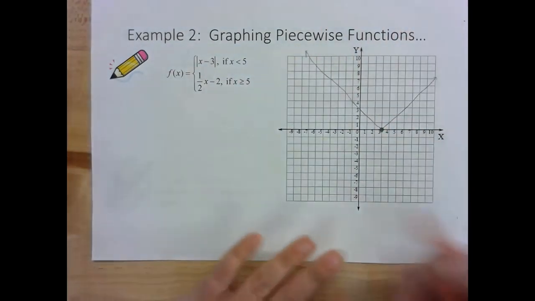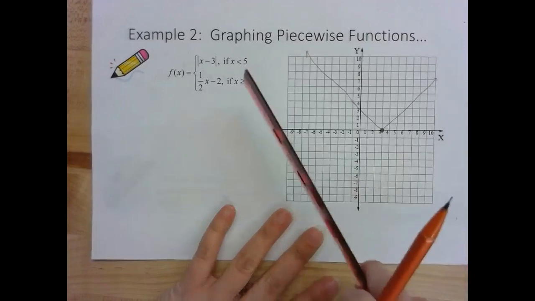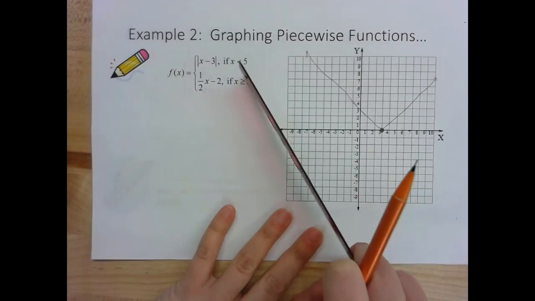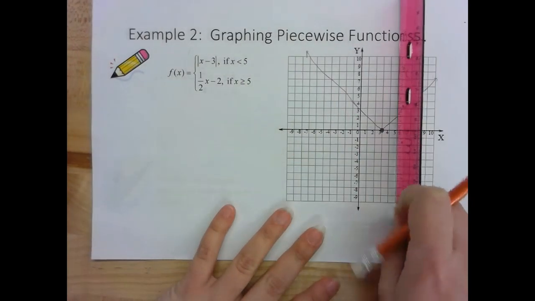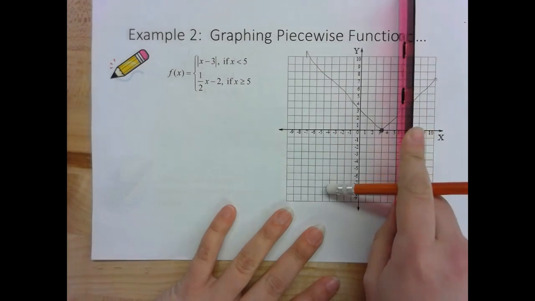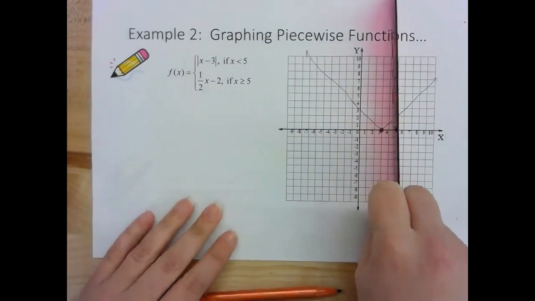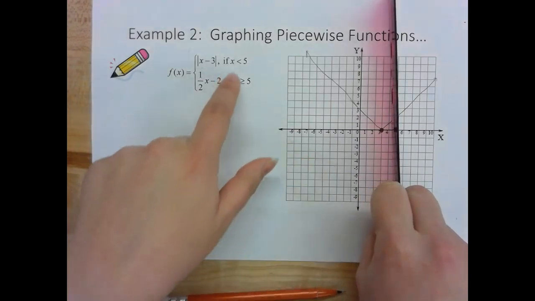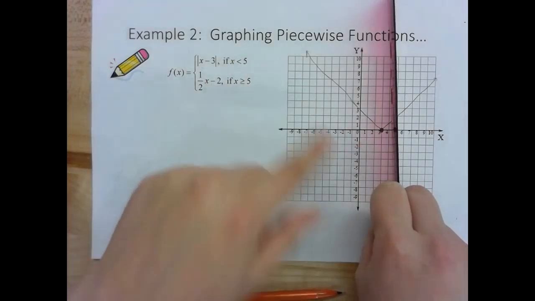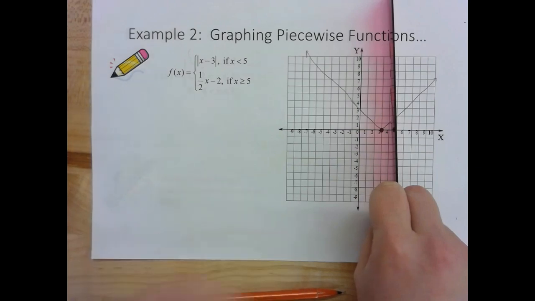Now, I'm going to take my ruler. I'm going to put it where 5 is. I'm going to look at my boundary area. So 5 is where my boundary is, right there. Take my pencil out of the way. So now, I want to know which side do I get to keep of my graph. Do I want to keep the left or the right?